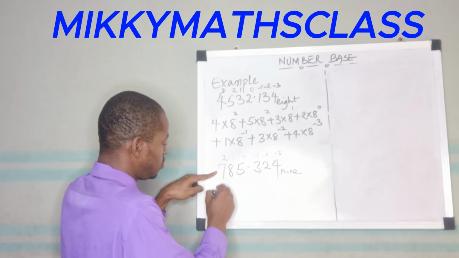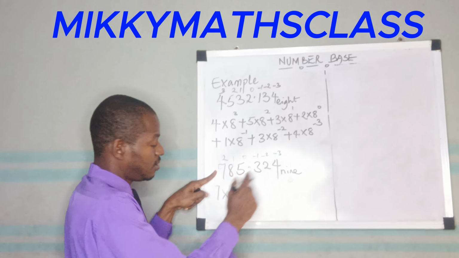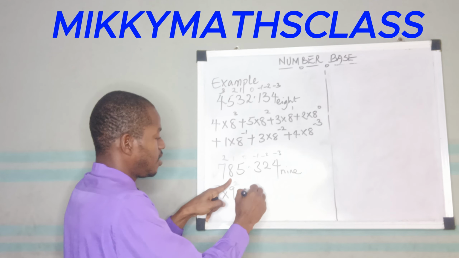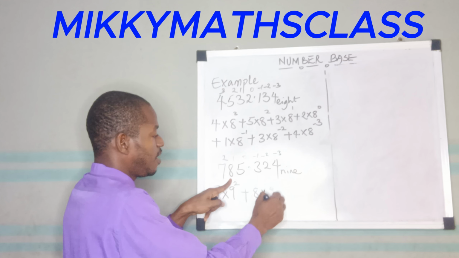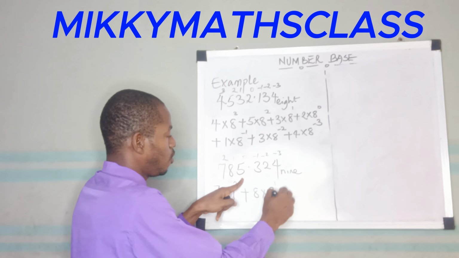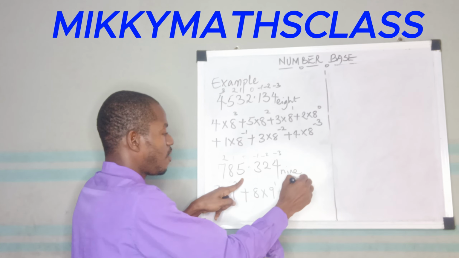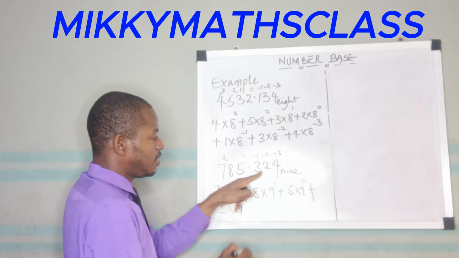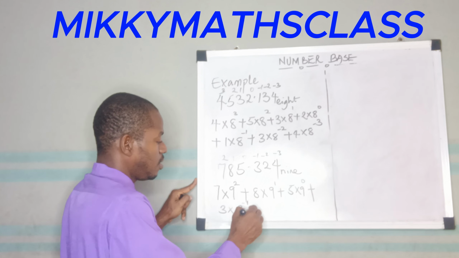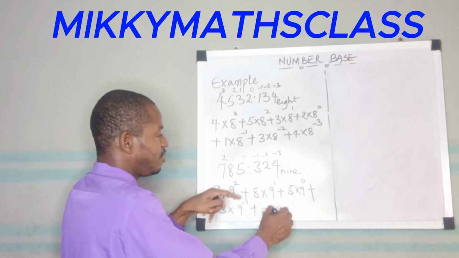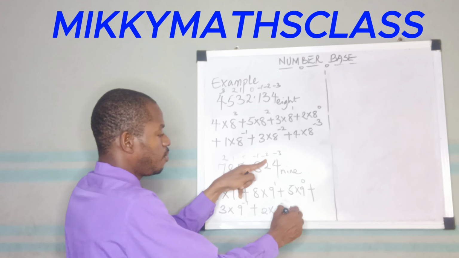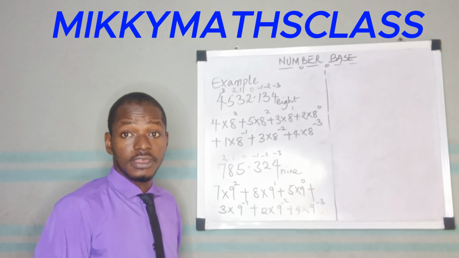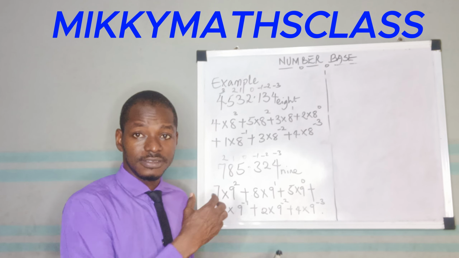So this will be 7 times 9, the base, raised to the power of 2, plus 8 times 9 raised to the power of 1, plus 5 times 9 raised to the power of 0, plus 3 times 9 raised to the power of -1, plus 2 times 9 raised to the power of -2, plus 4 times 9 raised to the power of -3. So we've ended up expanding these numbers.